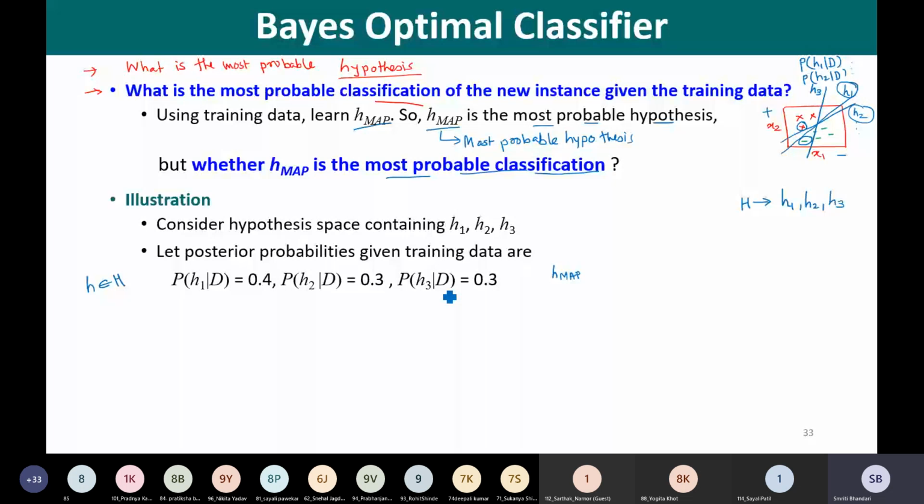Is there any doubt so far? Please understand the concept. It is really very important. Are you able to understand? Could you explain again? So, have you understood what is the difference between the most probable hypothesis and the most probable classification? Not exactly. Okay, so let me once again repeat.